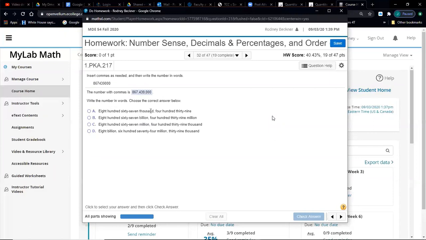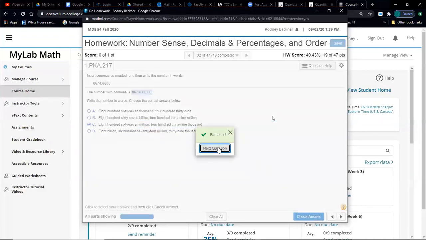So 867,000, it can't be A. 867 billion, it's definitely not B. 867 million, that sounds possible. Let's see, maybe it's this one. 867 million, 439,000, and then there's no hundreds or tens or ones. So that sounds good. Let's make sure D is not right. 8 billion, nope, already wrong. They could have been a lot trickier with this, but that was pretty good.